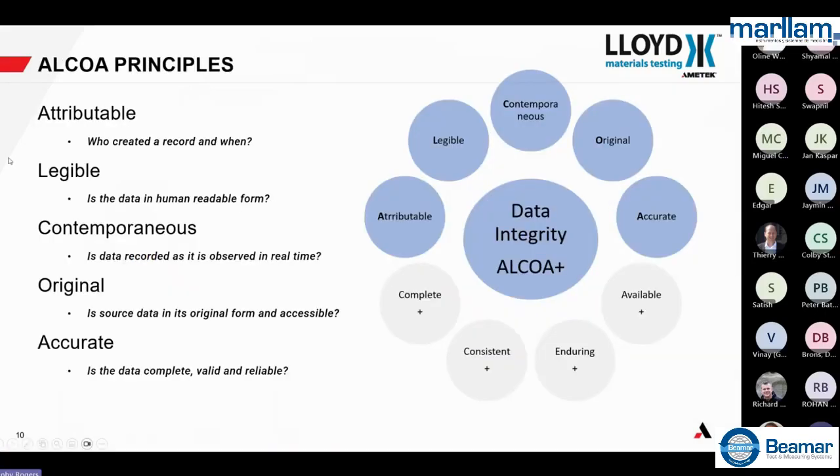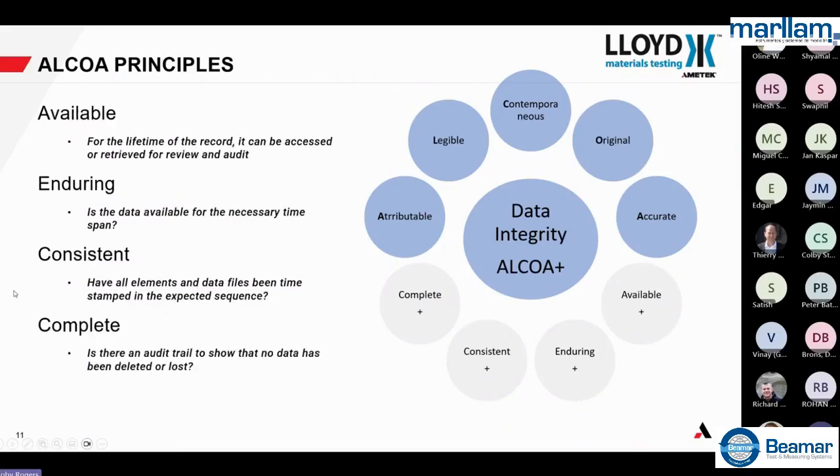So those principles that we mentioned. Attributable, simple: who created a record and when did they do it? Legible, again, very simple: is it in human readable form? Contemporaneous: is the data recorded in real time as it happens? We want to make sure they're not recording the data long after the event. We need to make sure that the source data is original and accessible. And we've got to make sure that that data is complete and reliable. So these are the base principles of data integrity.